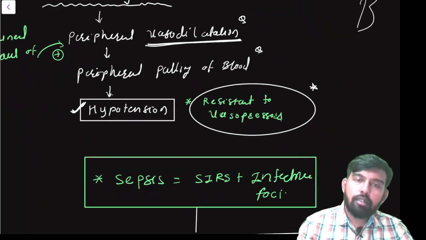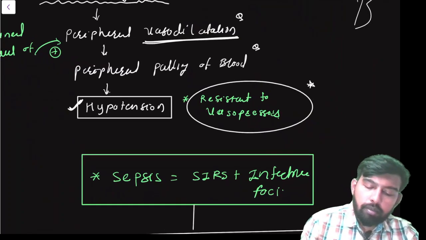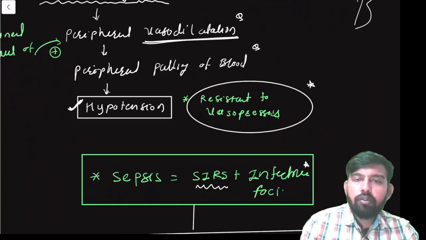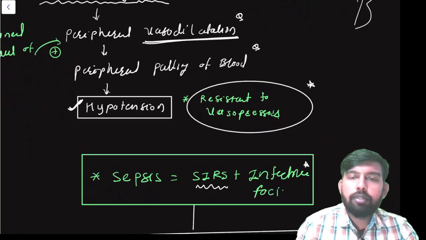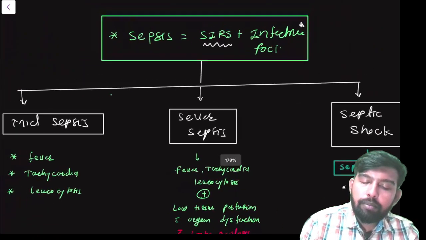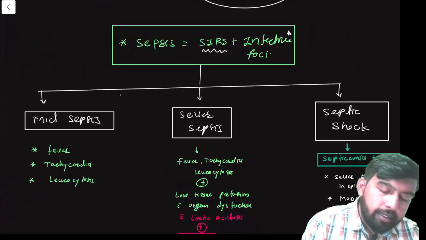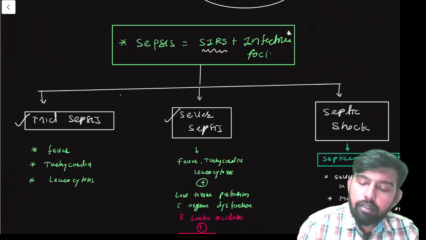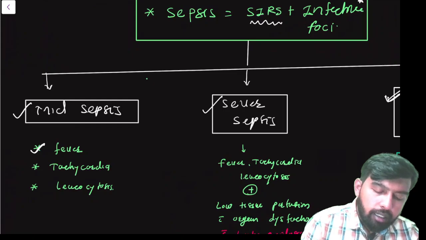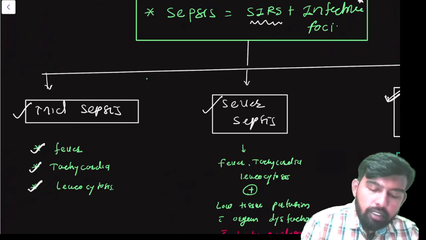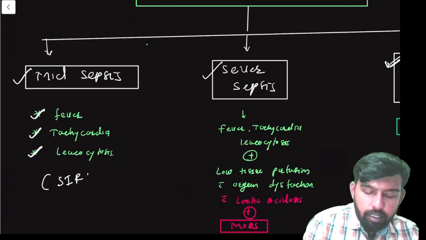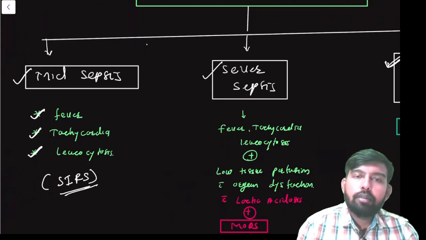So sepsis is a term which is used when there is a presence of systemic inflammatory response syndrome in the presence of a known infective foci. So what is sepsis? Sepsis is a combination of SIRS plus infective foci. So sepsis can be graded as mild sepsis or severe sepsis, and septic shock. Mild sepsis is characterized by the presence of fever, tachycardia and leukocytosis. So basically mild sepsis is a form of SIRS, systemic inflammatory response syndrome.